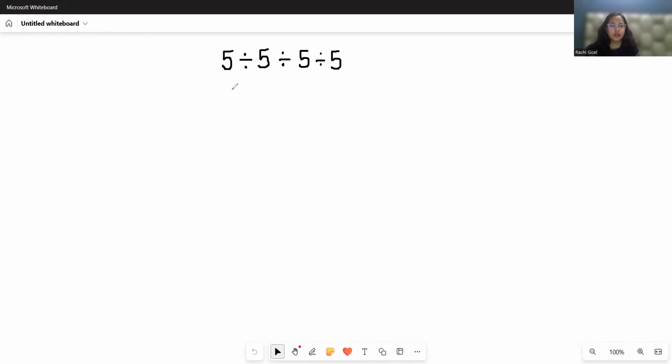So 5, this divide, we are going to use the KCF rule, where K stands for keep. So we will keep the left digit. C, change of symbol. So change the symbol of division to multiplication, and F stands for flip. Flip the right digit, so it becomes 1 by 5. The rest I will write the same. So it will cancel out.